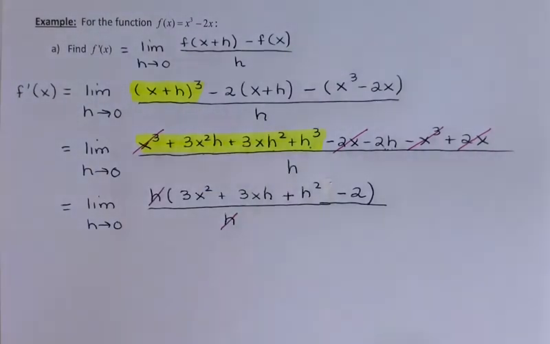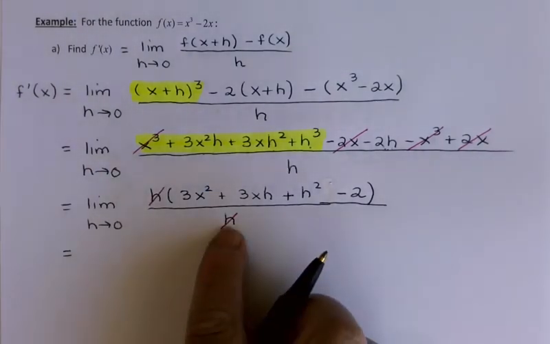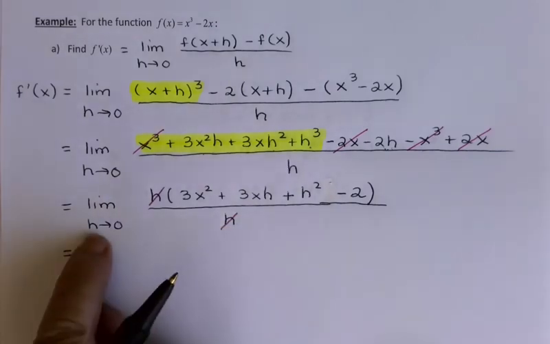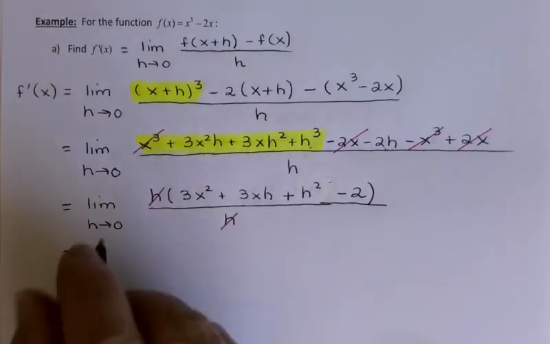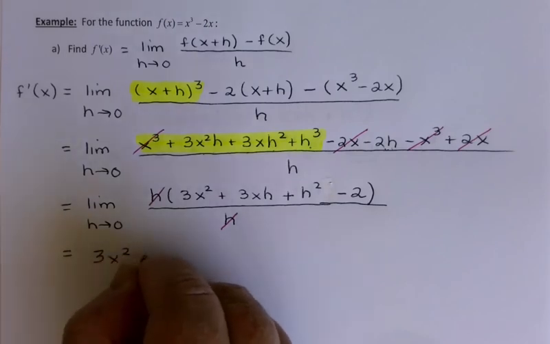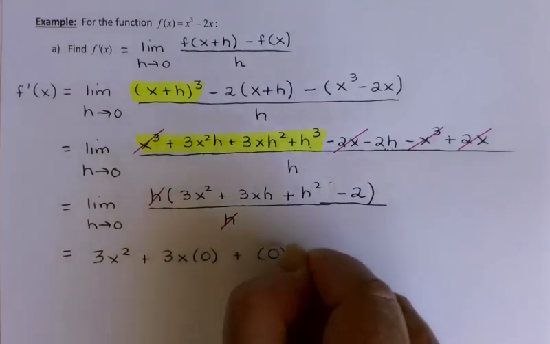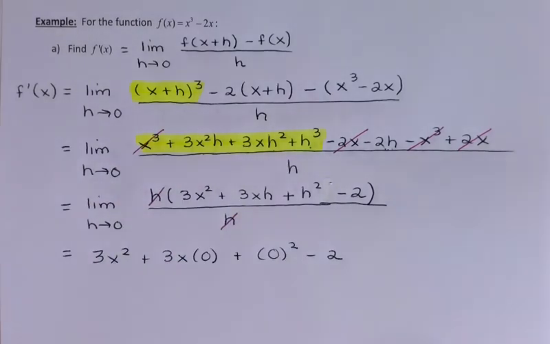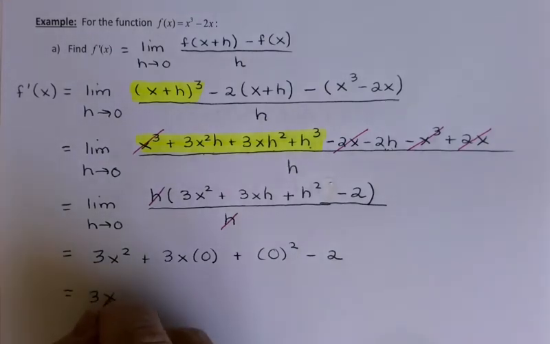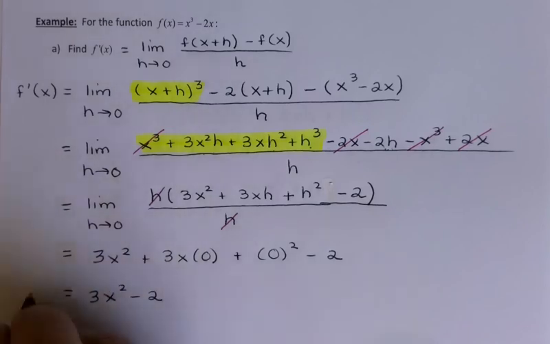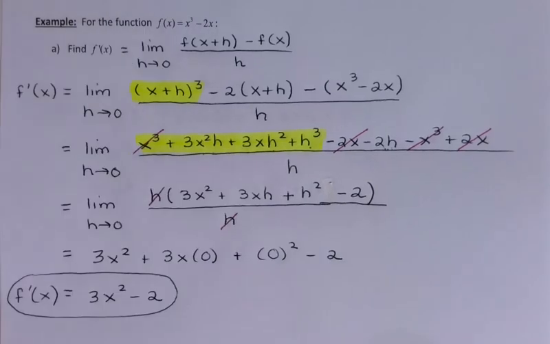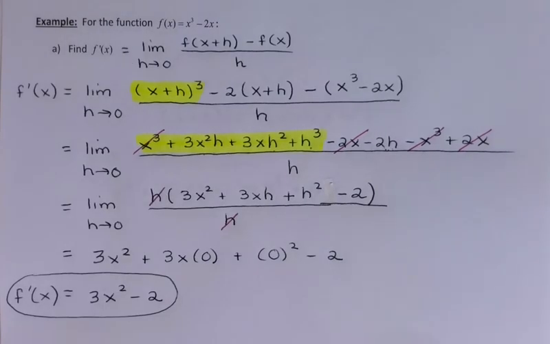All right, I can divide out the h's now. And since there's no longer a 0 in the denominator, it's probably safe to plug in h equals 0. So I'm going to get 3x squared plus 3x times 0 plus 0 squared minus 2, which just gives me 3x squared minus 2. So that's my derivative function, and it can now be used to find the slope of the tangent line at any x value.